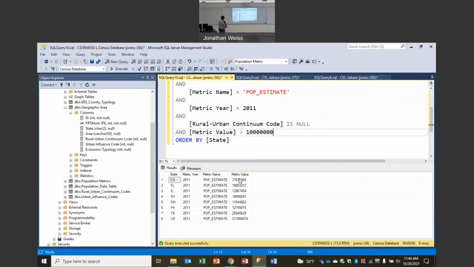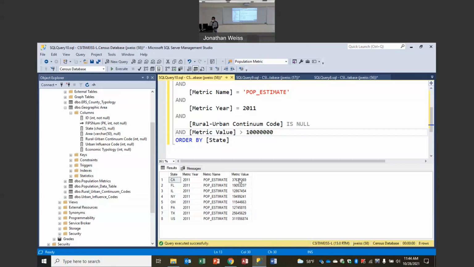So here we find the states that have population greater than 10 million. And we've sorted by state. California is our biggest state. It has a population of 37 million people. New York, 19 million. Texas is bigger than New York. So if you were wondering what our biggest states are, there they are.